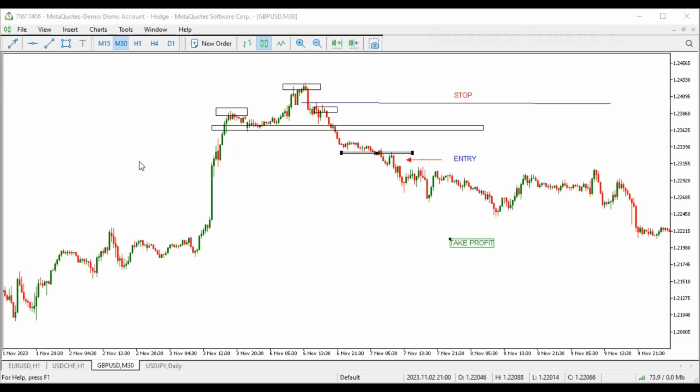In this session, we'll be talking about the head and shoulders pattern. The head and shoulders pattern can be classified as a reversal pattern. As you can see on your chart, the market was going to the upside and it reversed and started going to the downside.